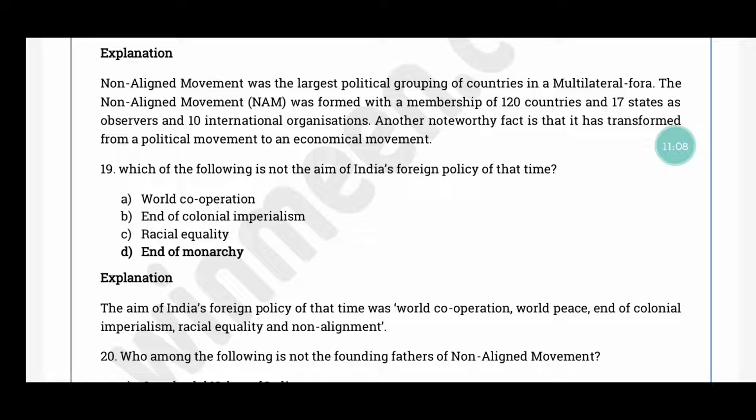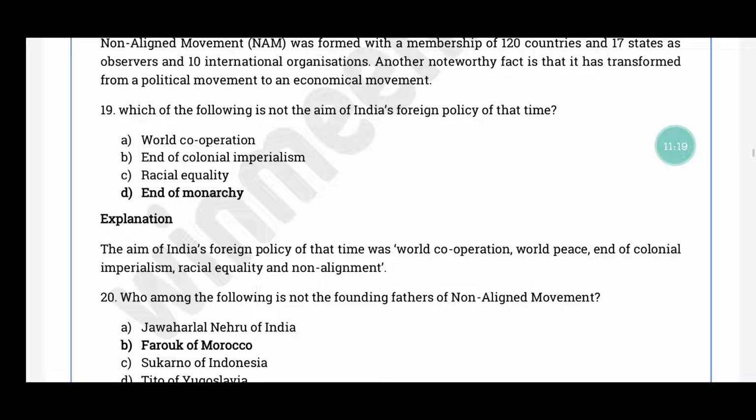Question number 19. Which of the following is not the aim of India's foreign policy of that time? The correct answer is option D, end of monarchy. India's foreign policy aims at that time were world cooperation, world peace, end of colonial imperialism, racial equality and non-alignment only.